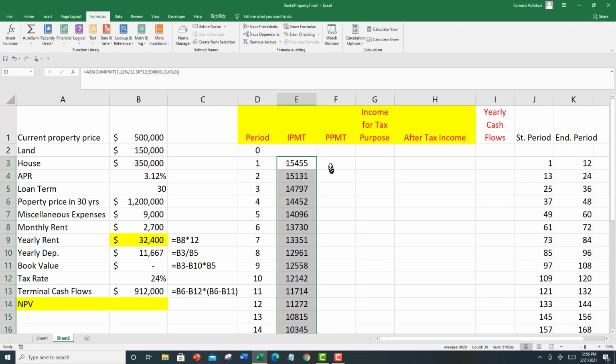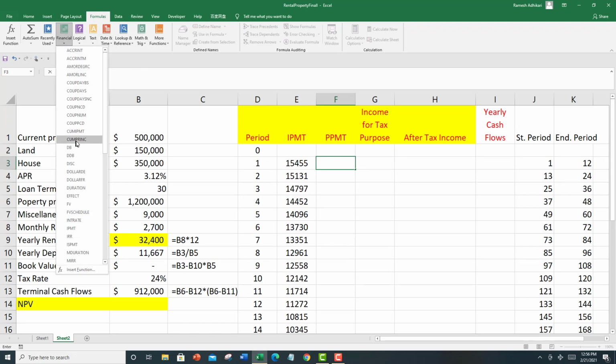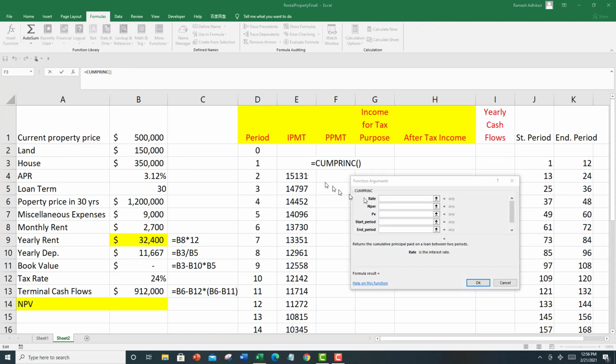Okay. So likewise, for principal payment, you can just go to formula and then here CUMPRINC, and likewise the rate here is 3.12% over 12, right? And then the next number of periods, which is 360, like 30 times 12, and the present value is again going to be 500,000, right?